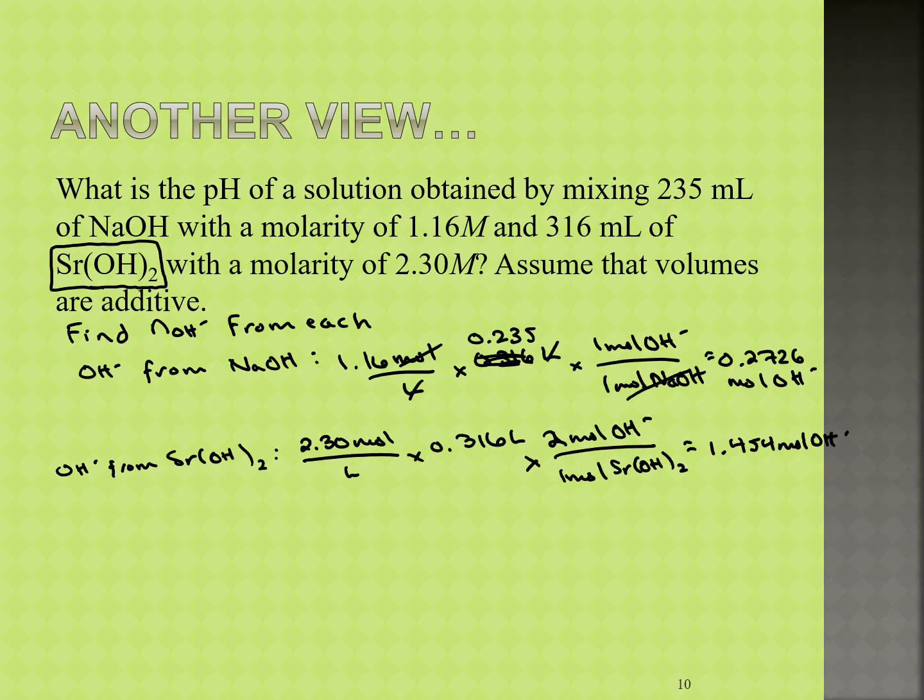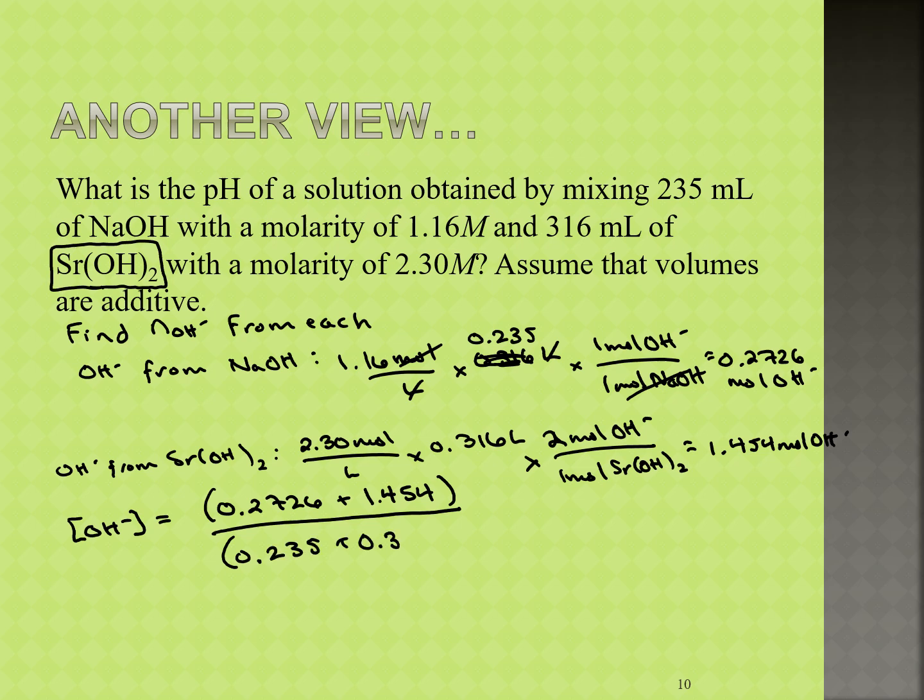So now, the total number of moles divided by total volume is going to give us our hydroxide ion concentration. So we're going to have 0.2726 plus 1.454, divided by our 0.235 plus 0.316. And so our OH concentration is 3.13 molar.